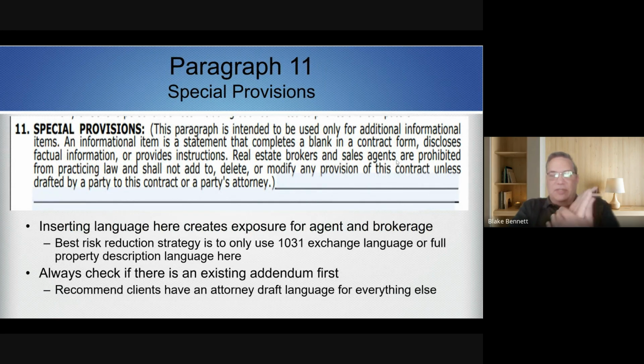Special provisions. If you put language here in paragraph 11, it could throw a red flag up. Generally, best strategy here, use some 1031 language if you need to. It's always best to check and see, is there an existing addendum first? If there's an existing addendum, go on and fill that out and don't worry about putting anything in special provisions.